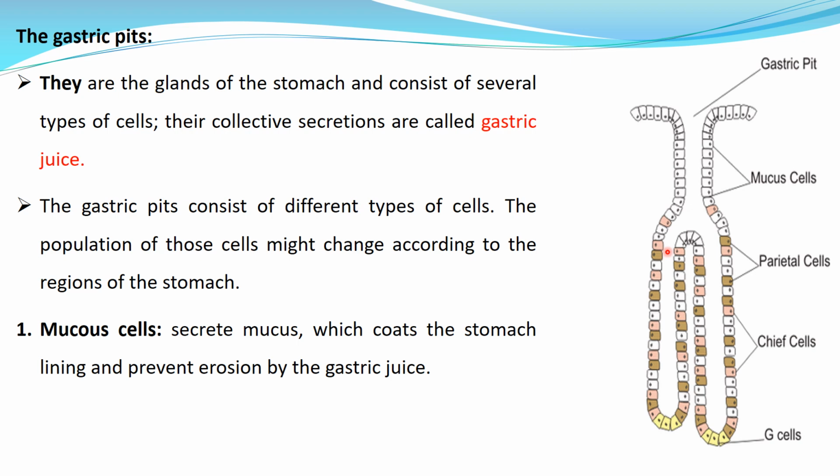So the gastric juice consists of different types of cells. The population of those cells might change according to the rhythms of the stomach. So the first group of the gastric cells is called the mucus cells. They are responsible for the secretion of mucus. It coats the stomach lining and prevents erosion by gastric juice.